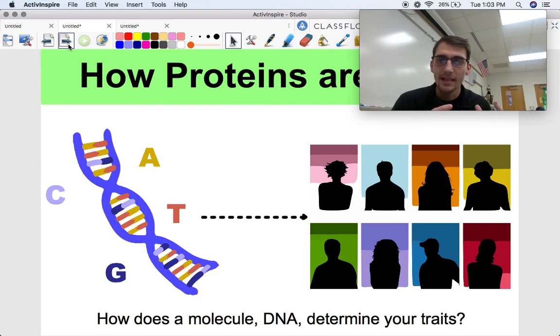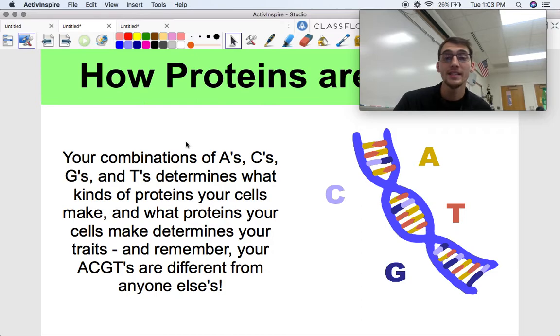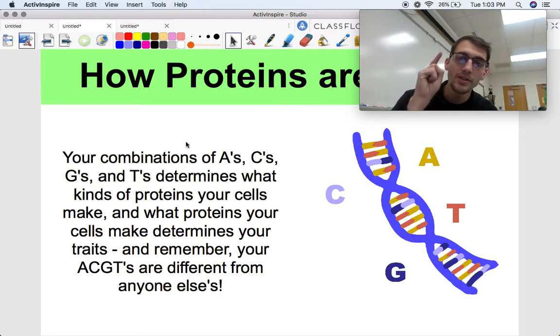We use that DNA in order to make a protein, just like we use language to create meaning and to create communication. Right? So then that second question was, how does a molecule like DNA determine your traits? Your combination of A's, C's, T's, and G's determines what kind of proteins your cells make, and what proteins your cells make determine your traits. And remember, your set of A's, G's, C's, and T's is unique to you, unlike anybody else that will ever exist or has ever existed.